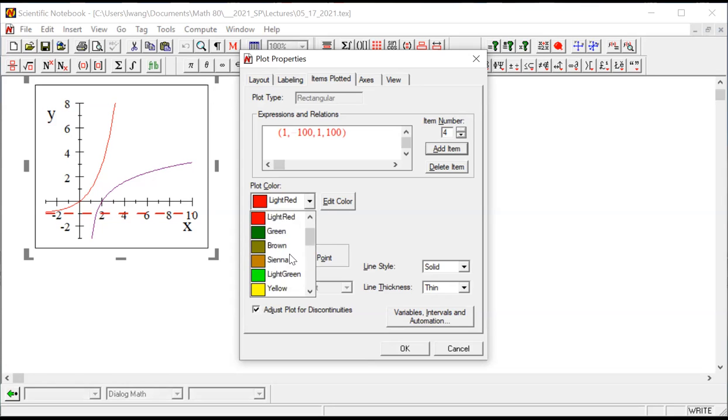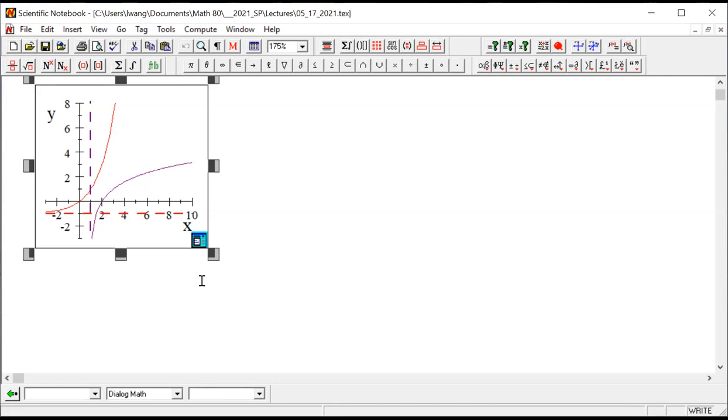And I'm going to use a purple for this vertical asymptote. There. Okay. Are they still symmetrical with respect to these two? Obviously they are inverse functions of each other, right? Are they still symmetrical with respect to that green line?